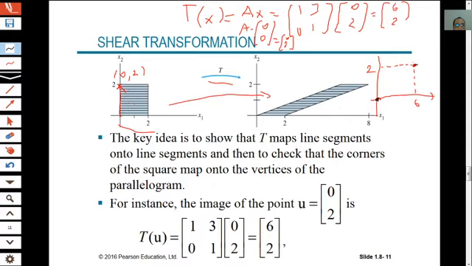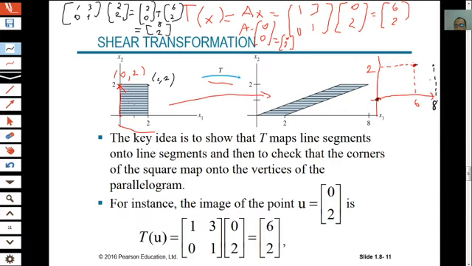When we consider the upper right corner point, which has the components 2, 2, the product of the matrix A, [1, 3; 0, 1], times (2, 2) becomes (2, 0) plus (6, 2). So we have 8, 2. Therefore, the point will be here, 8, 2.